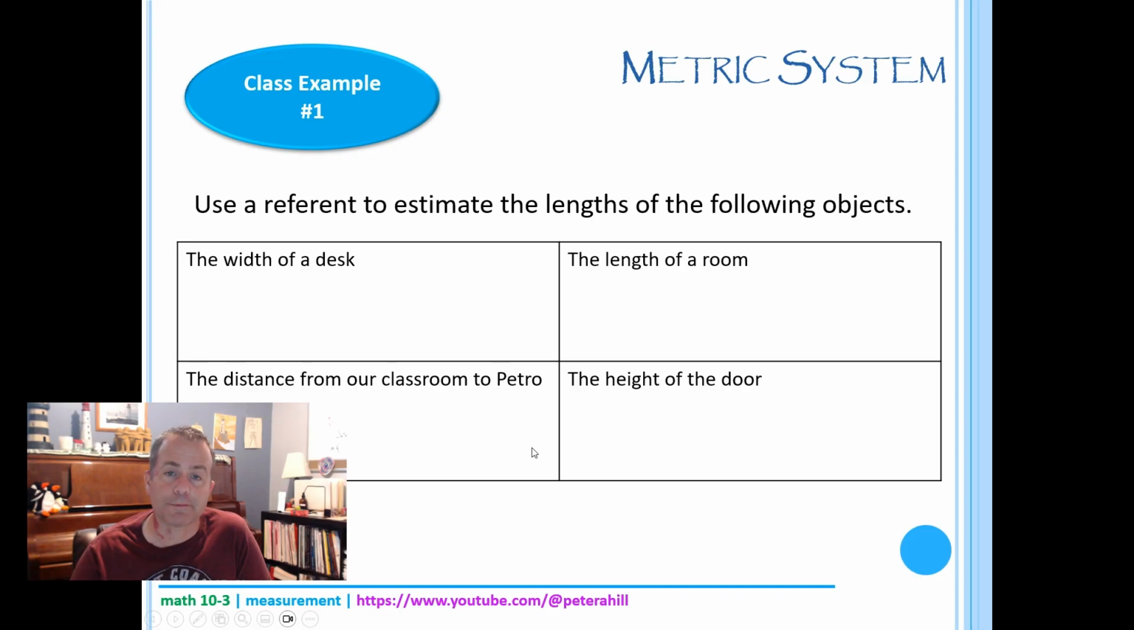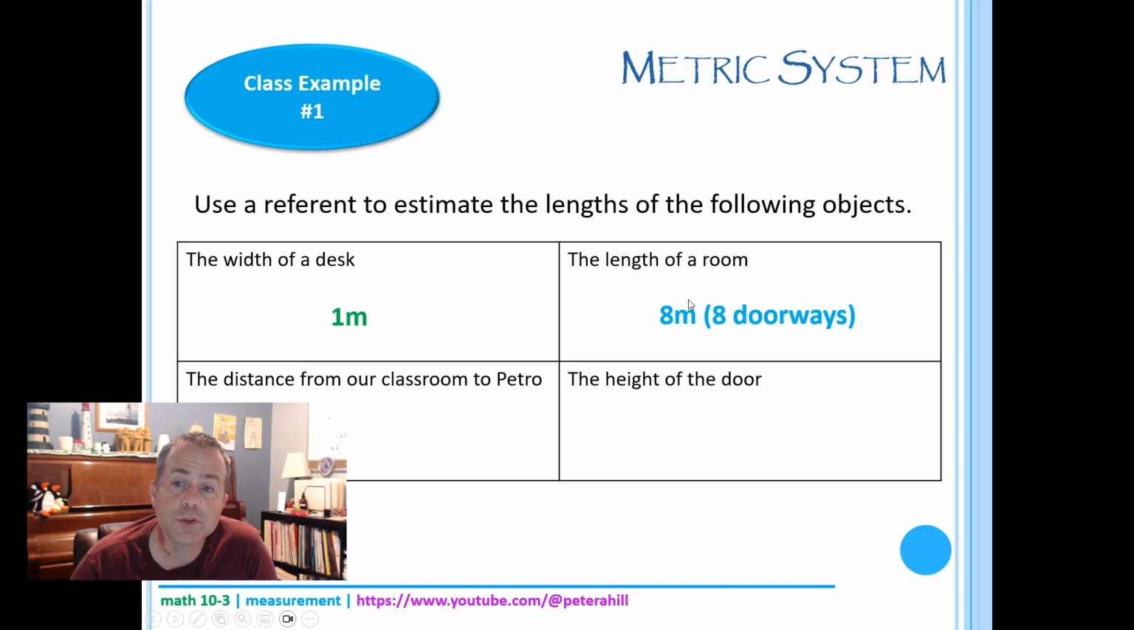Okay, so use a referent to estimate the lengths of the following objects. Now, these will be subjective because I don't know what your desk looks like compared to my desk. But the width of a desk is going to be roughly about a meter. The length of a classroom, I'm thinking about my classroom at school, but you can think about your classroom if you don't go to my school. So it's about 8 meters, 8 doorways.